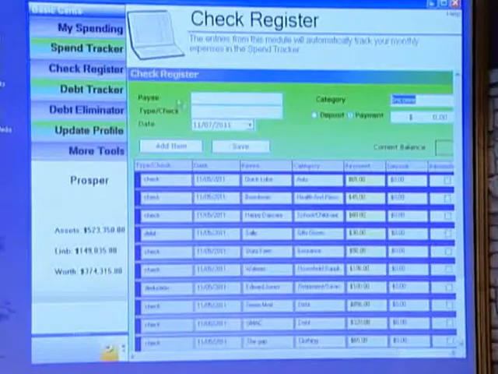All right. There's the check register. Everybody so far understand kind of what we're supposed to do? Isn't this simple? You can do it. You can absolutely do it.